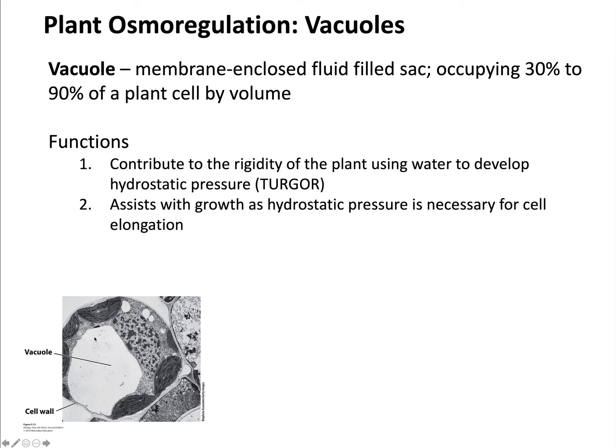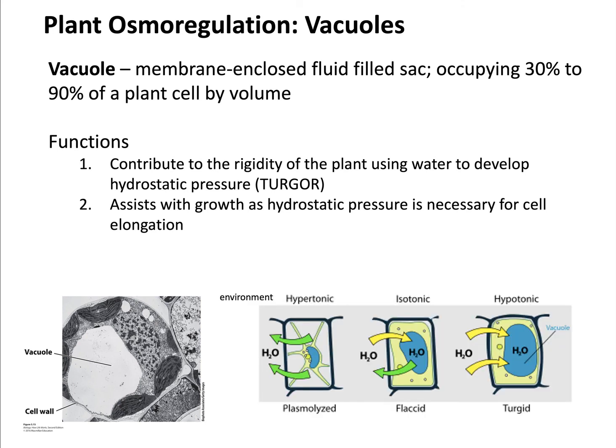And basically, the vacuole plays two critical roles. Number one, it contributes to the rigidity of the plant cell by generating turgor pressure. And it also assists in growth of the plant, so maintaining that turgor pressure is necessary to make the cells grow and elongate. So it plays a role in maintaining turgor pressure, and that turgor pressure in turn plays a role in helping with plant growth and cell elongation.